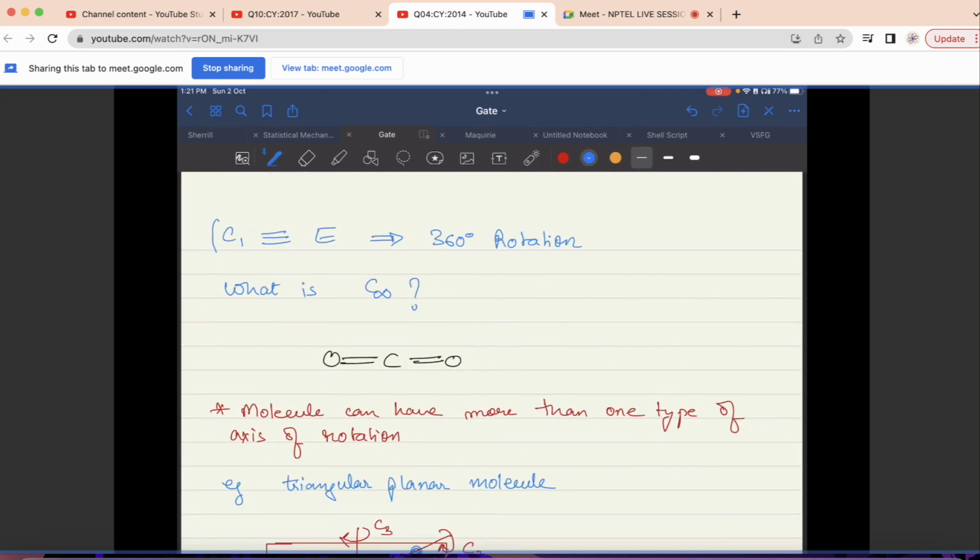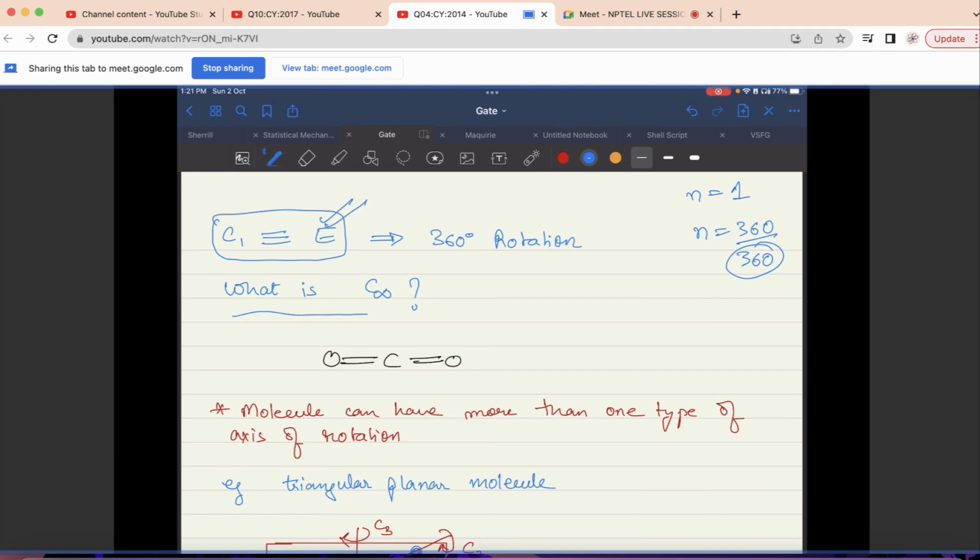Now, again, if you ask me what is C1, because I have not talked about n is equal to 1 order, in n is equal to 1 order you are doing a full rotation. So this will be n is equal to 360 by 360. So the angle of rotation is again 360. That's why you will get the identity E.